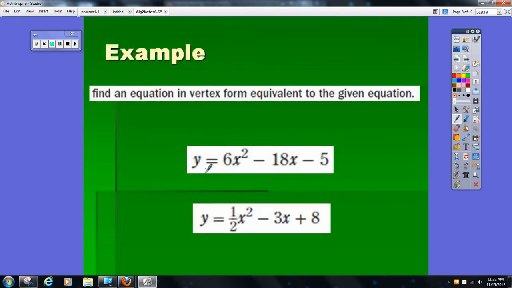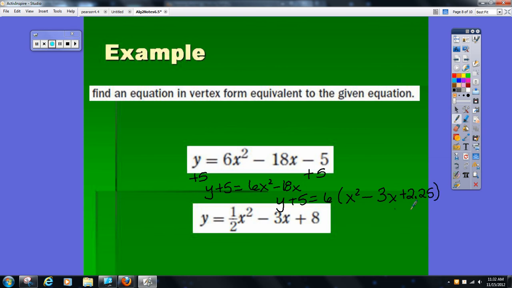Let's see these examples. 6x squared minus 18x minus 5. Move the constant just like before. Plus 5, plus 5. So I have y plus 5 equals 6x squared minus 18x. That 6 is not okay there. I have to factor it out. So now I have y plus 5 equals 6 times x squared minus 3x. 6x squared minus 18x. Just factored out that GCF. Here we go. Half of 3, 1.5. 1.5 squared is plus 2 1/4.